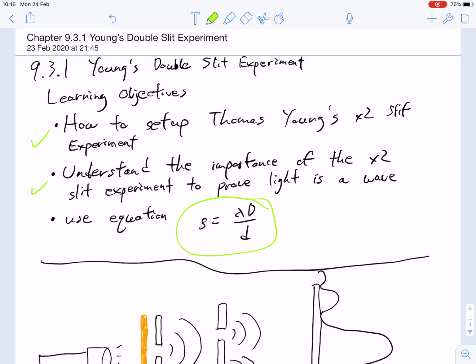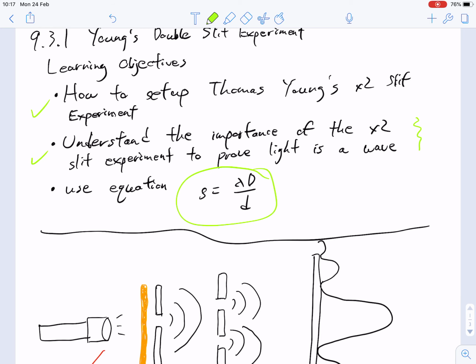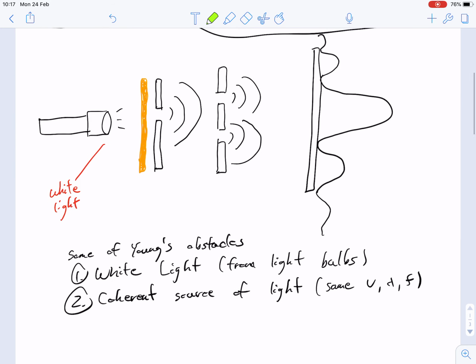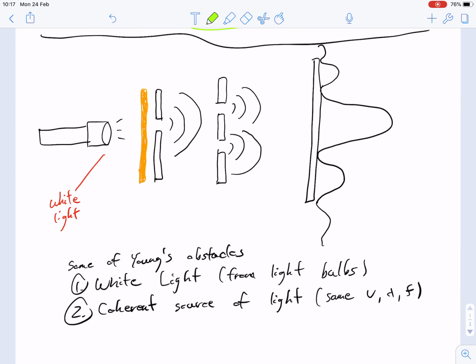This is very, very important right here, okay? And I almost guarantee that you will be tested on this in your examination one way or another. So let's begin. Okay, so how did Young set up his double slit experiment?